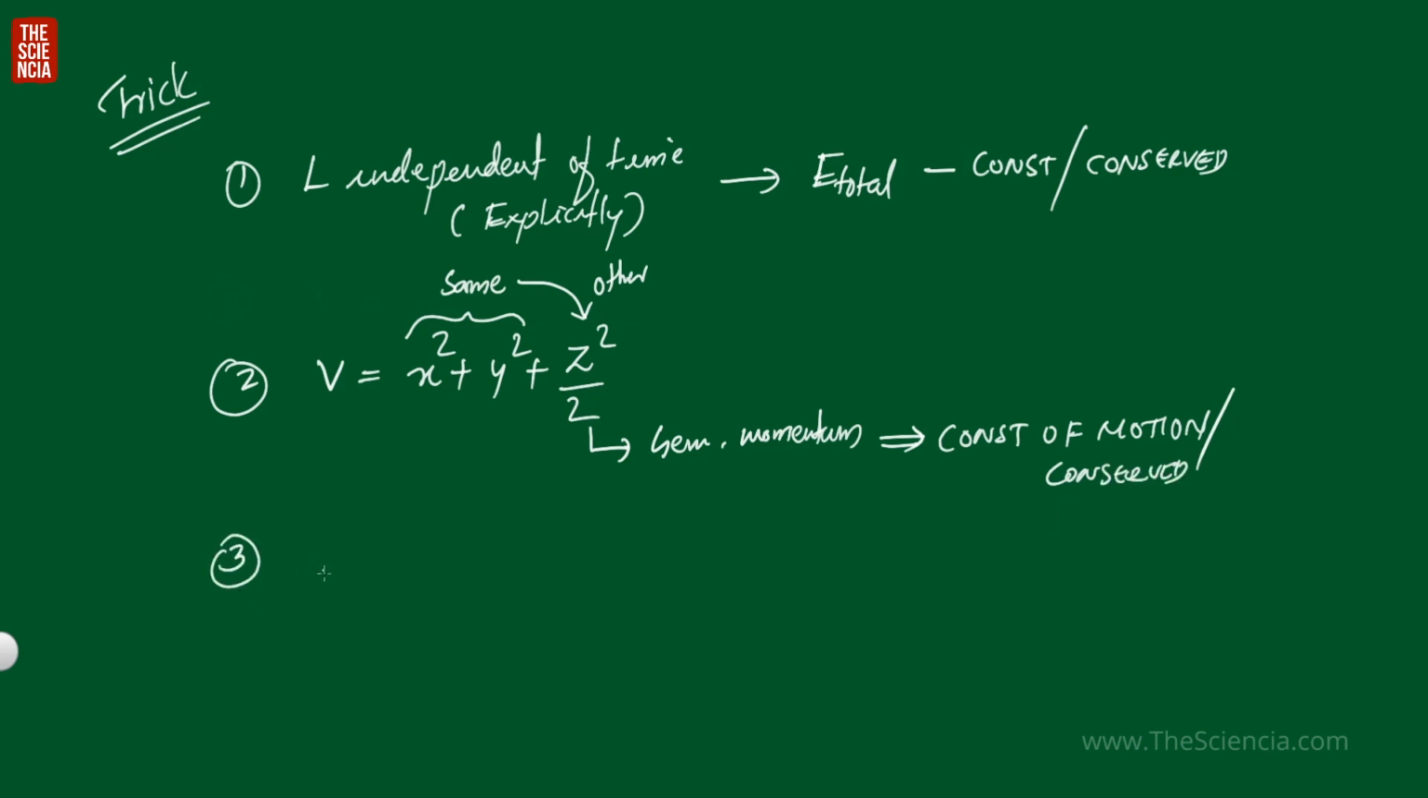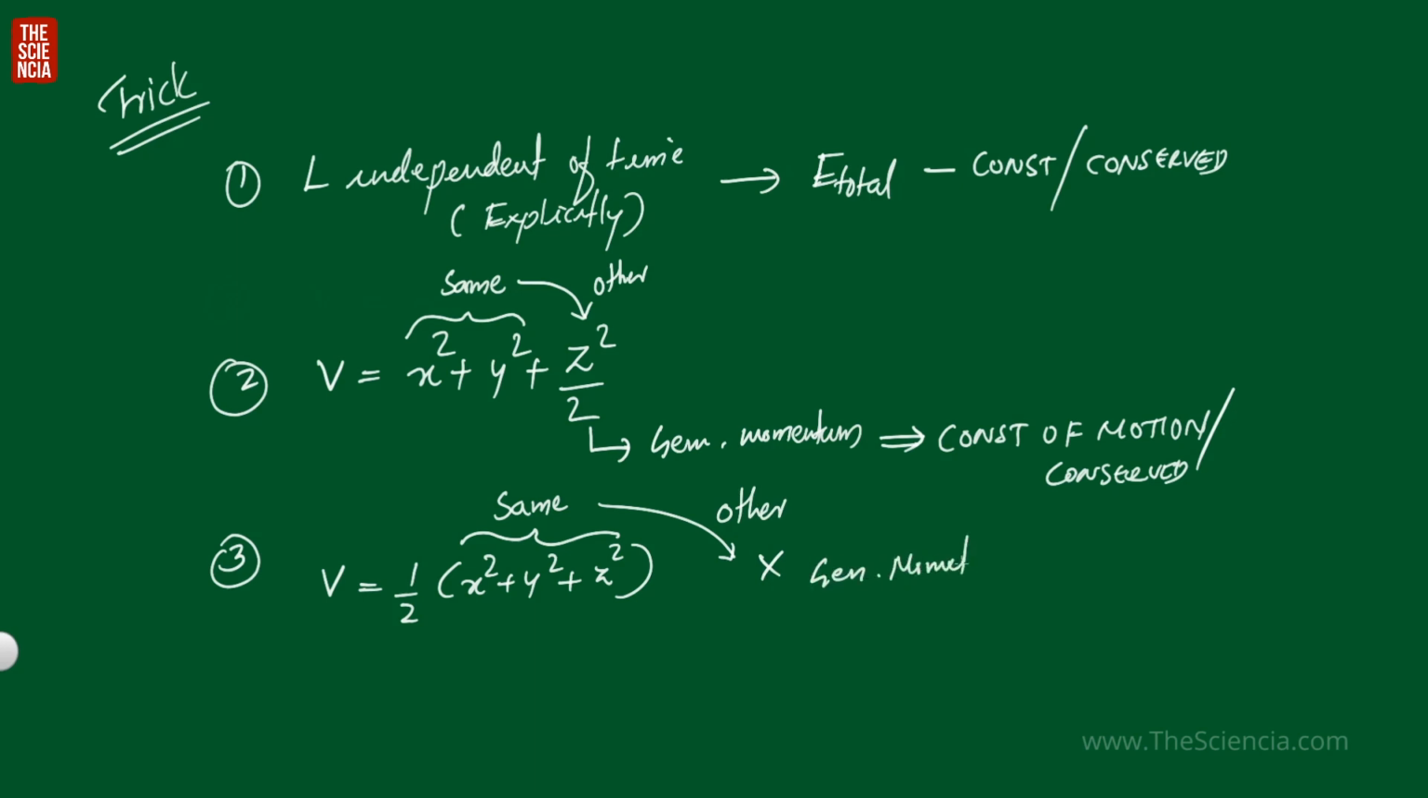Third one: if the potential is V = 1/2 (x² + y² + z²). Here the coefficient of x² is 1/2, y² is 1/2, z² is 1/2. All are the same. So what is the other quantity in the potential? There is no other quantity in the potential. So the generalized momentum will not be conserved.